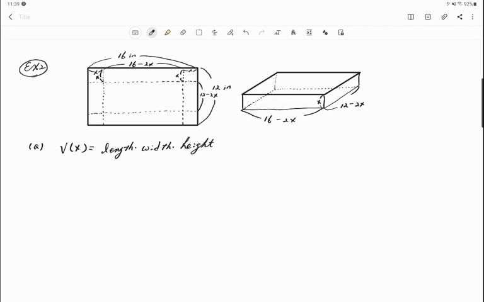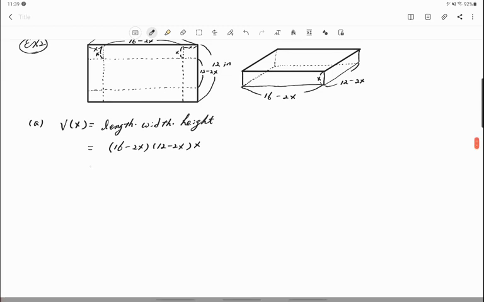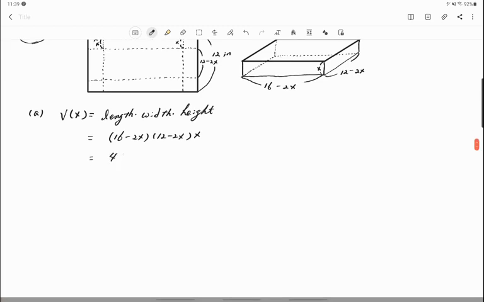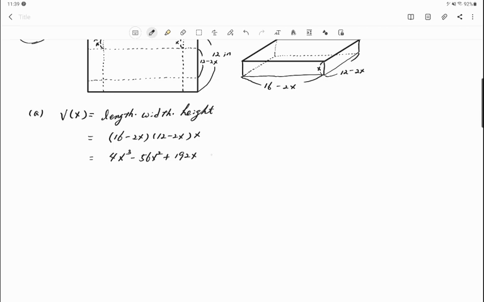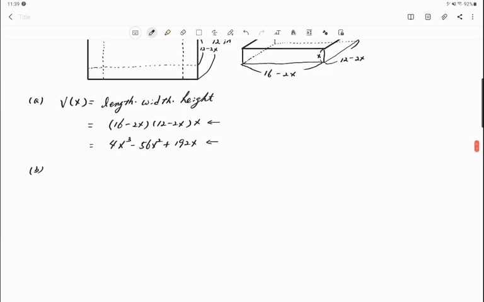I redrew the diagram, and the expression for the volume is the product of length, width, and height. The length is 16 minus 2x, the width is 12 minus 2x, and the height is x, right? So that's the volume. You can rewrite it using the distribution, and it looks something like 4x cubed minus 56x squared plus 192x. But this is not necessary. This is enough. Then letter B: we want to find x so that the volume will be maximum.